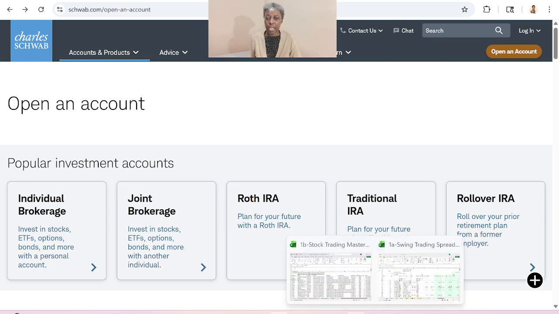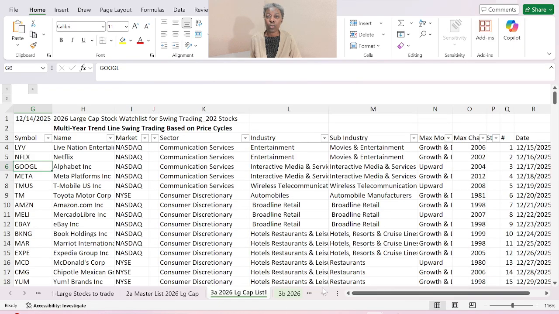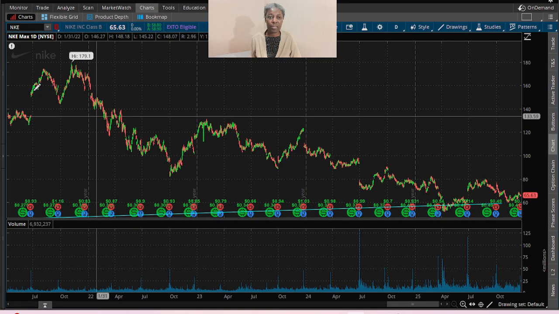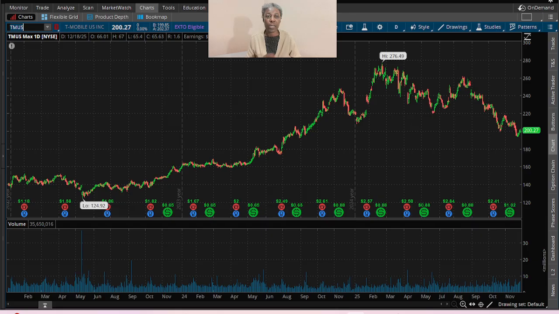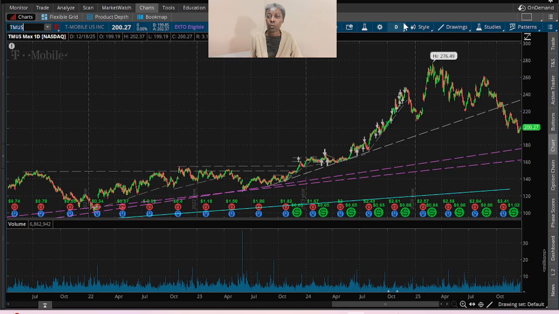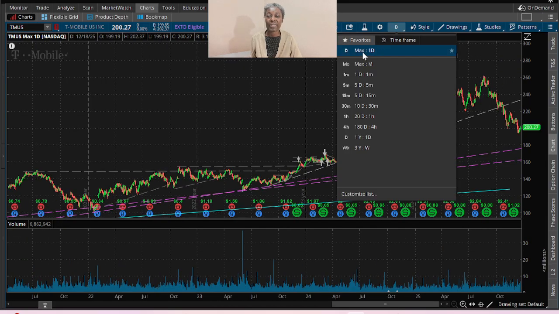So that answers that question. Now we are going to do analysis, and the stock we are going to analyze today is T-Mobile, TMUS, to see if it can be purchased today, based on the strategy we use. We are going to use the maximum daily chart.